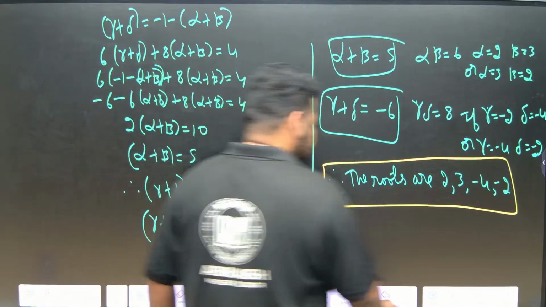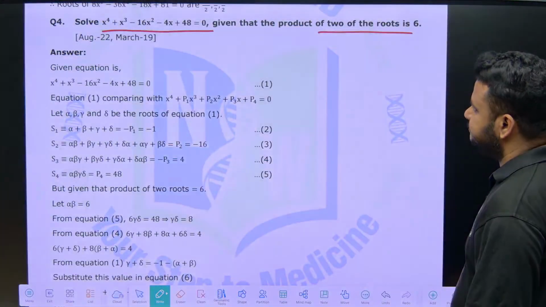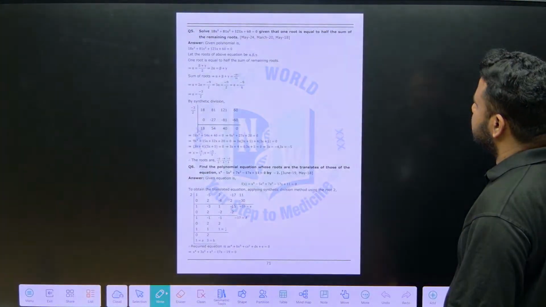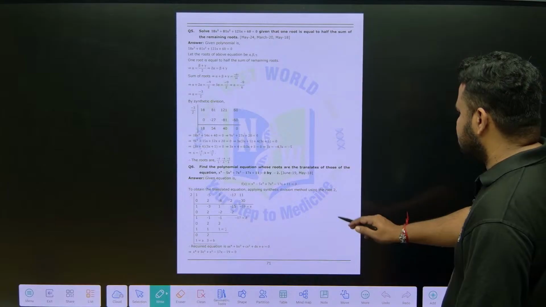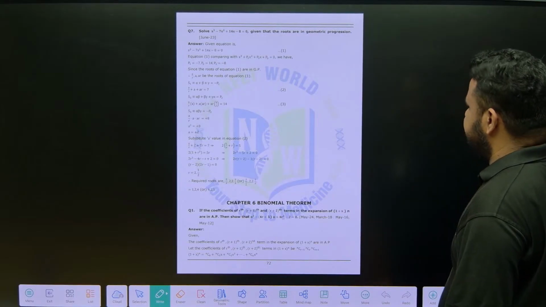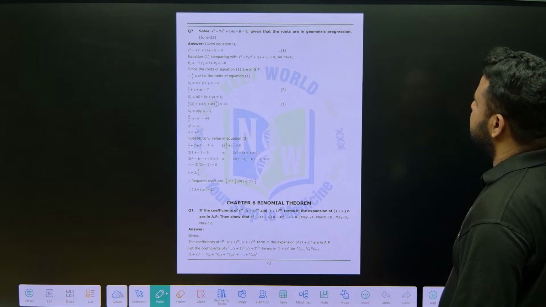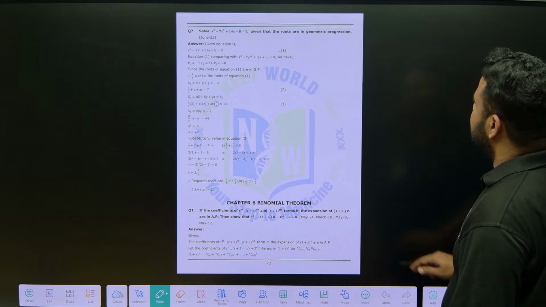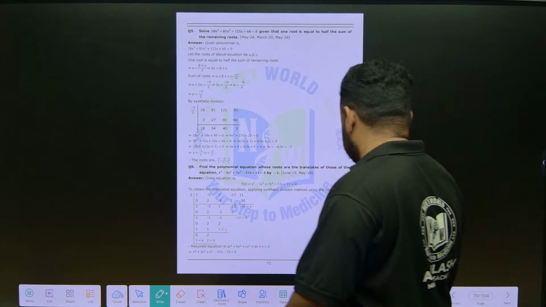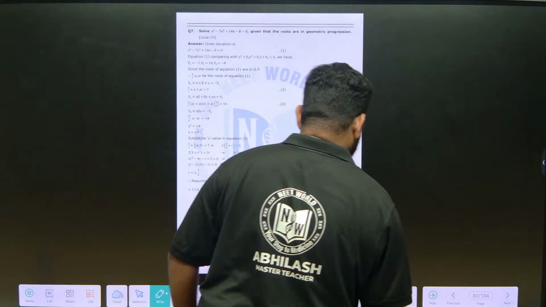Let us proceed to the next question. I hope it is clear now. Let us move to the next question, friends. What is the question that we have? Observe carefully. This question we already solved. But before that, one more question is there in GP, given that the roots are in geometric progression. Let us solve the GP question first.